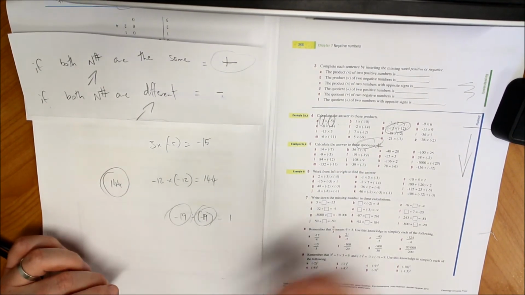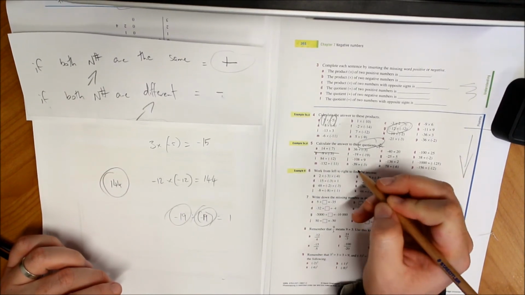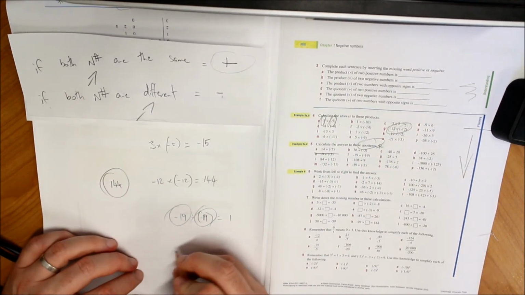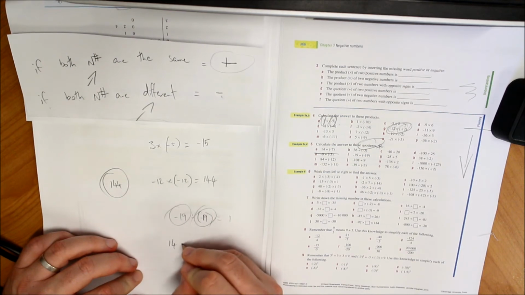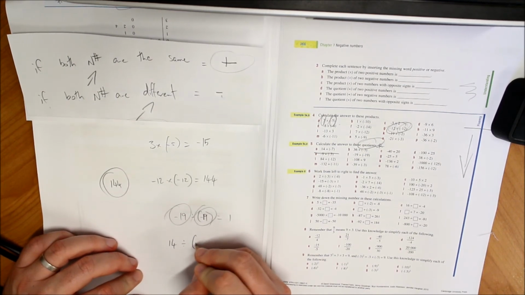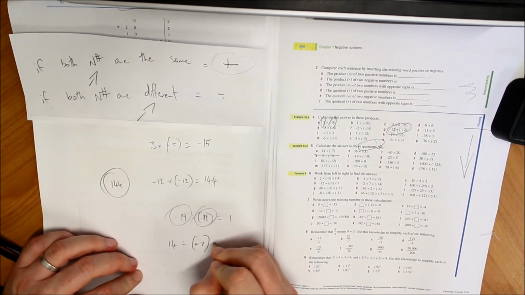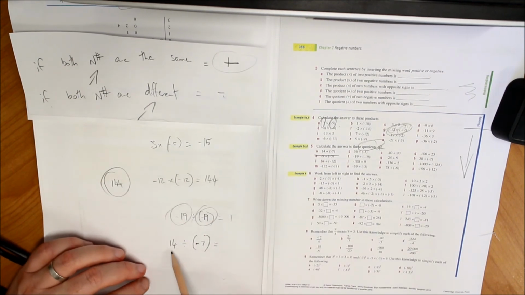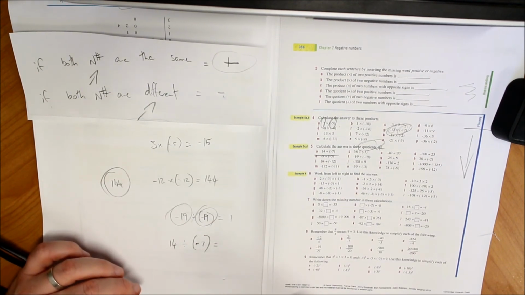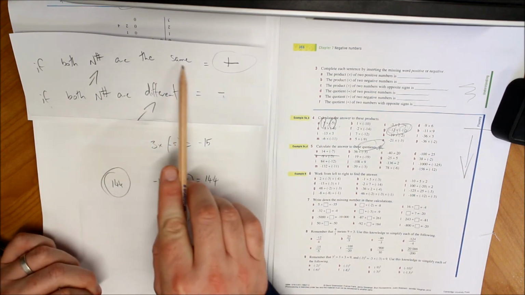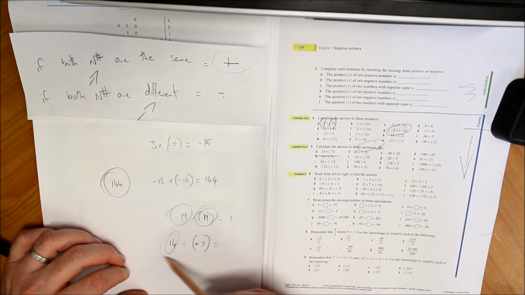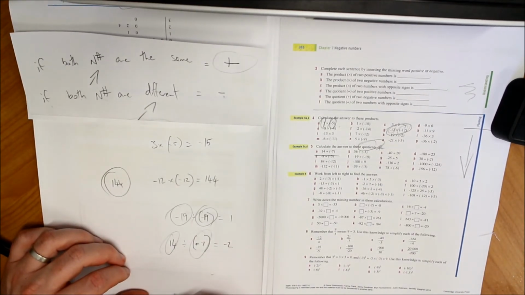What about this one here, 5a? 14 divided by negative 7. Well, in this case, everyone knows that 14 divided by 7 is 2, but is it going to be negative or positive? If both numbers are the same, it's positive. If both numbers are different, it's negative. We've got a positive number and a negative number, which means that we'll have negative 2.